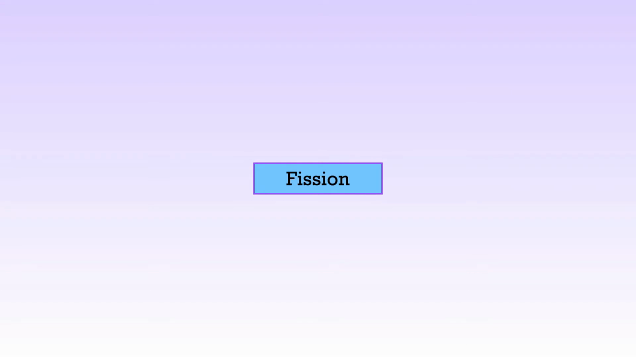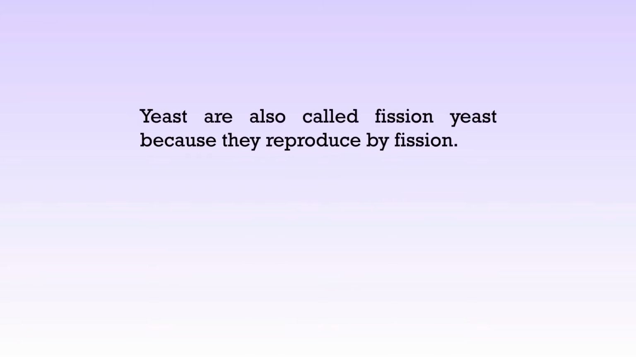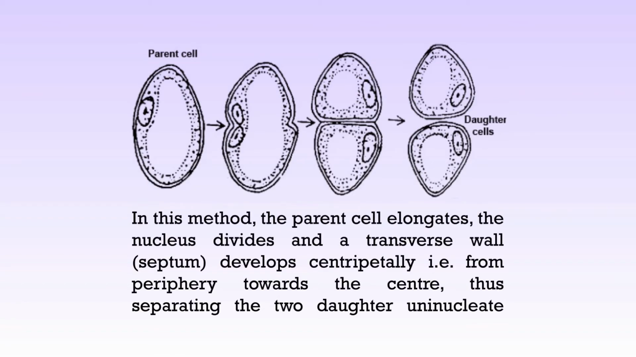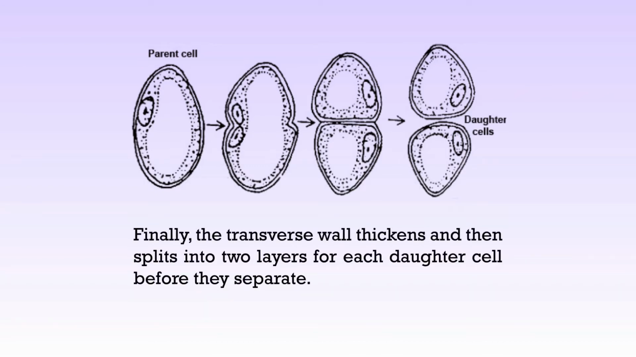The next is the fission method of reproduction. Yeasts are also called fission yeast because they reproduce by fission. The cells undergo fission by transverse division. In this method, the parent cell elongates, the nucleus divides, and a transverse wall, which is also called a septum, develops centripetally. Centripetally means from the periphery towards the center, and thus separates the two daughter uninucleate cells. Finally, the transverse wall thickens and then it splits into two layers for each daughter cell before they separate.